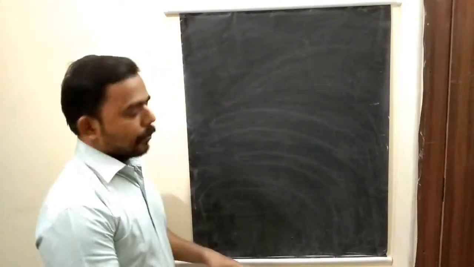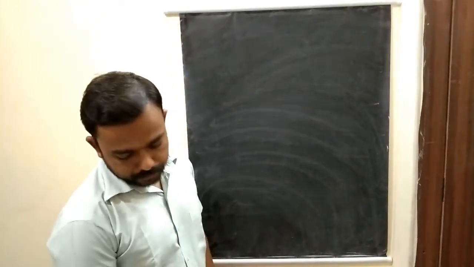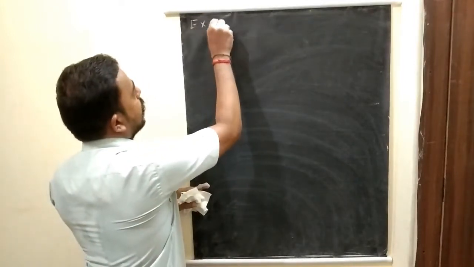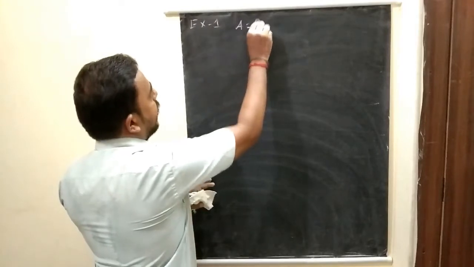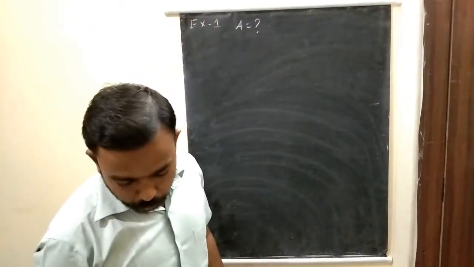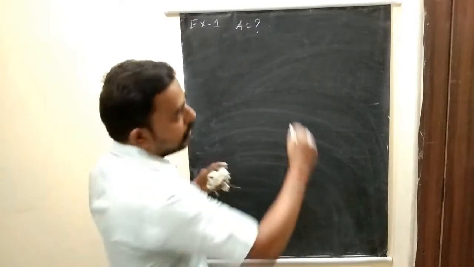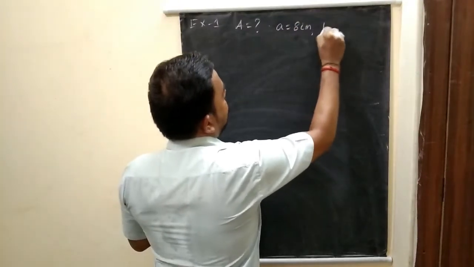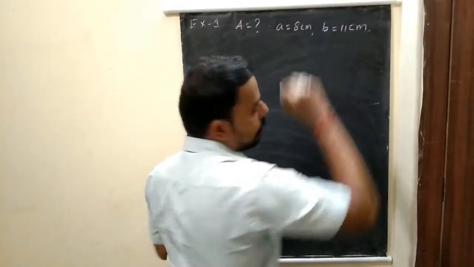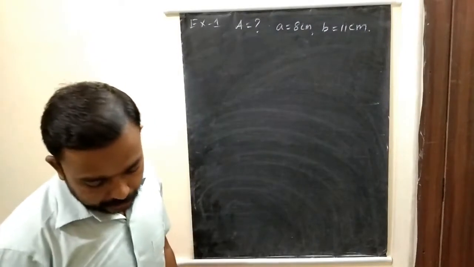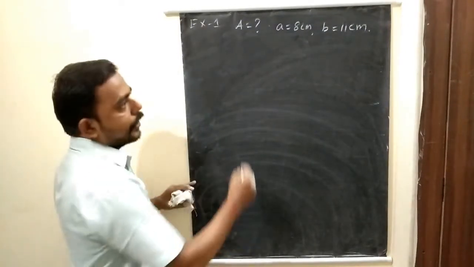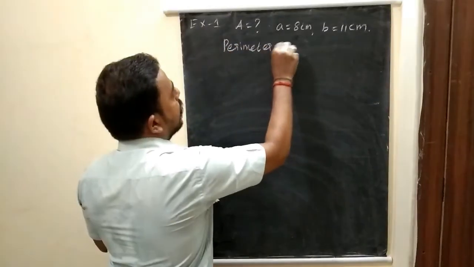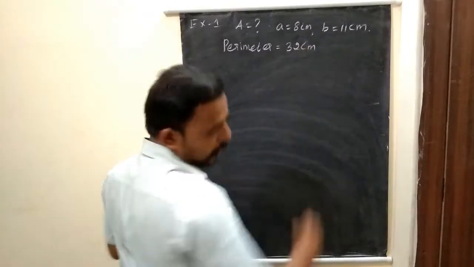Now your book example problems. Example 1. Find the area of the triangle, two sides of which are A equal to 8 centimeters and B equal to 11 centimeters, like that given. And the perimeter is 32 centimeters.